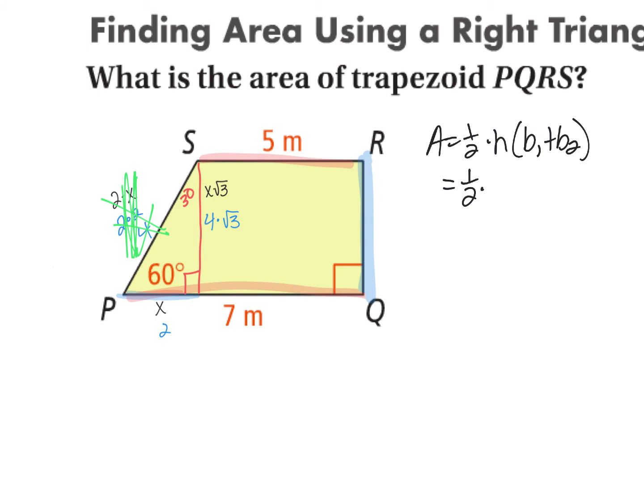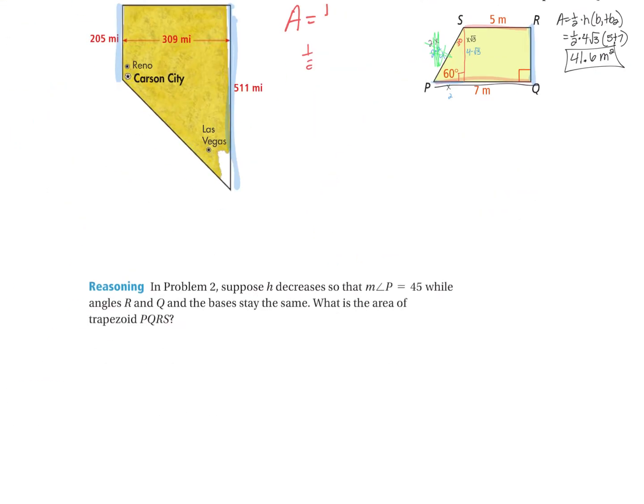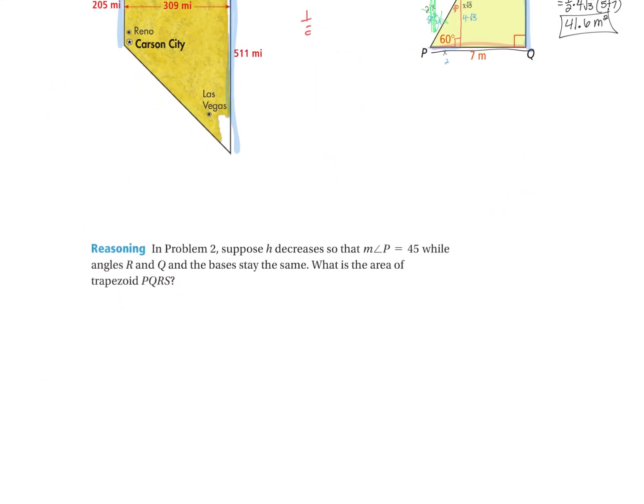So here we go. I'm going to have 1/2 times my height, which is kind of weird, but it's okay. It's 4 times the square root of 3, parentheses, base 1 is 5, plus, what is base 2? Well, it's the original amount, the whole thing, so that would be 7. All right, so now you're going to type this in your calculator and round it to 1 decimal place. All right, and I just did it, and I got 41.6. Okay, and then let's get our label on there, meters squared. All right. So we're going to skip that, go to the next slide.